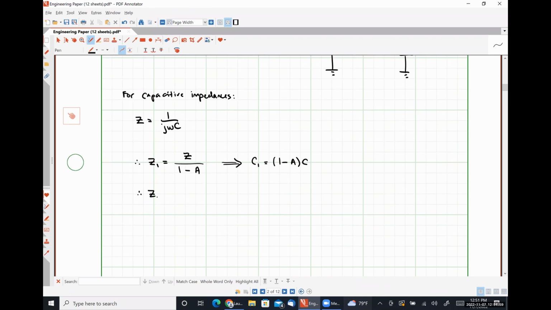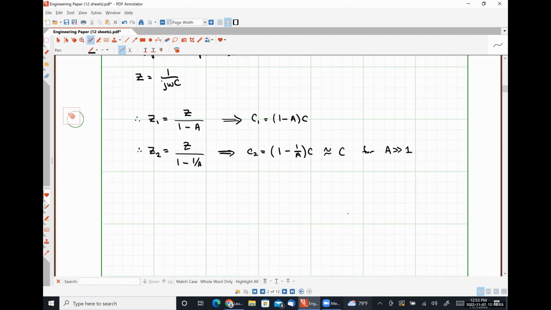Now, let's look at the output side. Impedance Z2 is given by Z divided by 1 minus 1 over A. And so our capacitance at the output, C2, is going to look like 1 minus 1 over A times C. So if our voltage gain is large, A much greater than 1, this is approximately C. So the impedance that's referred to the output, or the capacitance that's referred to the output terminal, is effectively going to be very close to what the feedback capacitor was. So that's a reasonable estimation.